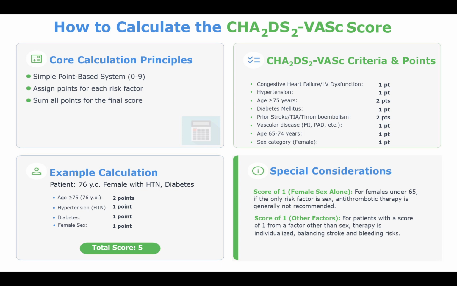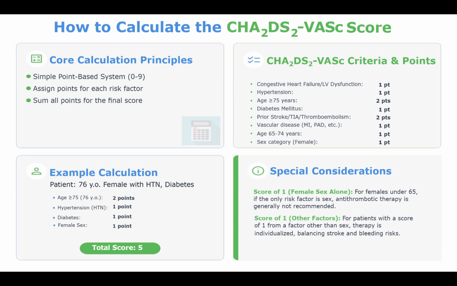To truly illustrate this, let's walk through a practical example calculation together. Imagine a 76-year-old female patient. Her medical history includes hypertension and diabetes, but she has no other listed risk factors that fall within the CHA2DS2 criteria.